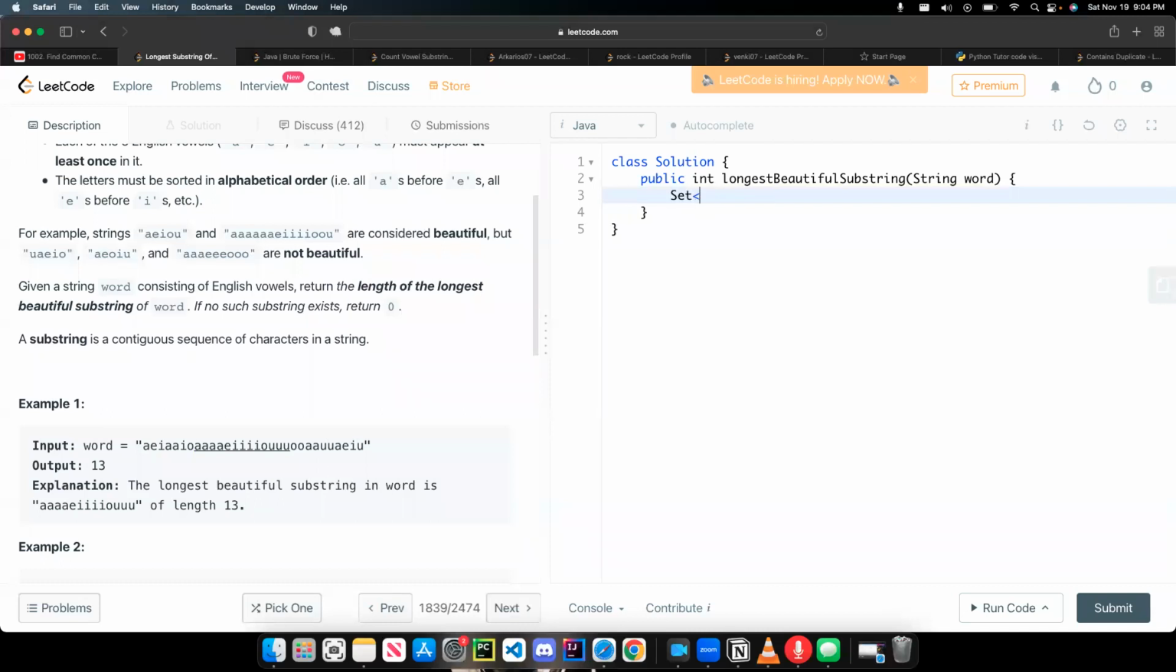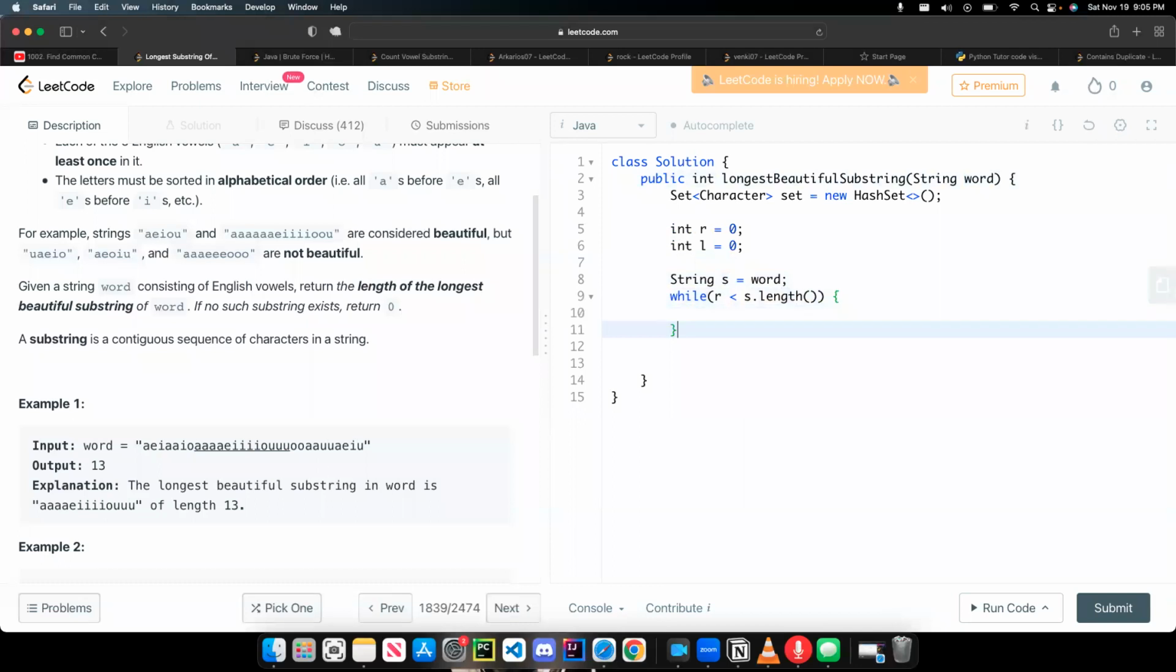As I said, I'm going to have a set of characters here. I'll call it set equals new hash set. The basic idea here is we are going to have our left and right pointer. I'm also going to introduce another string here called s, so that I can have a more concise way of referring to word. I don't want to type out word too many times, so instead of word.length, I'm just saying s.length.